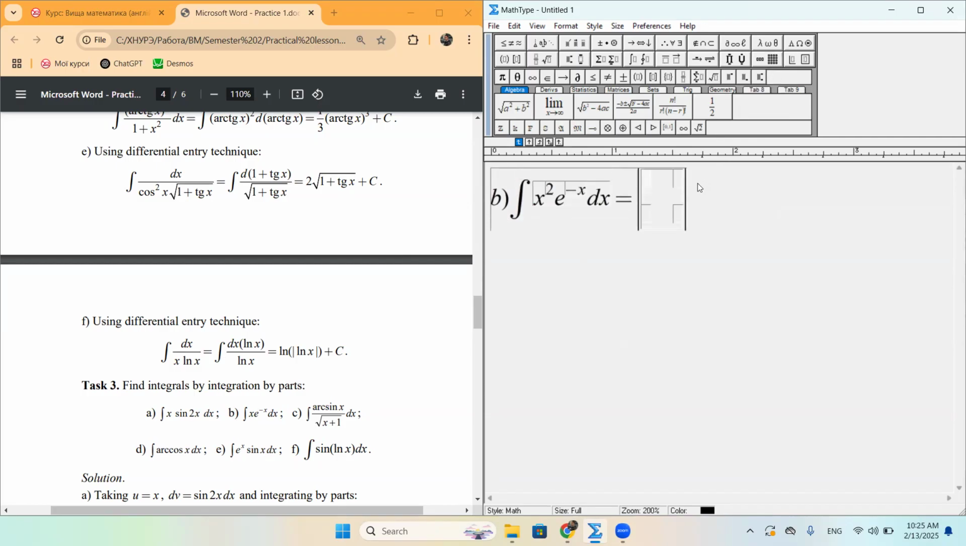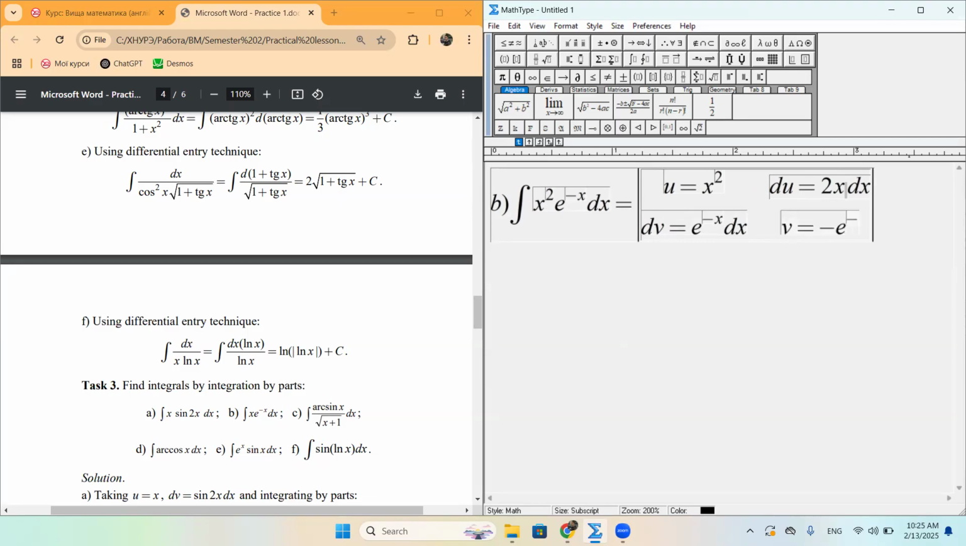Now what we have: u equals x in power of 2, so du equals 2x dx. And dv equals e in power of minus x dx, and v equals minus e in power of minus x. So what do we have? u multiplied by v, so minus x in power of 2 times e in power of minus x.